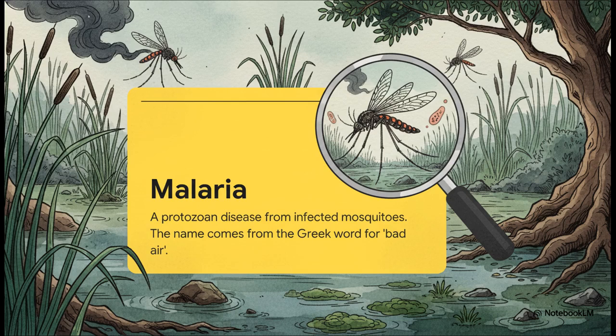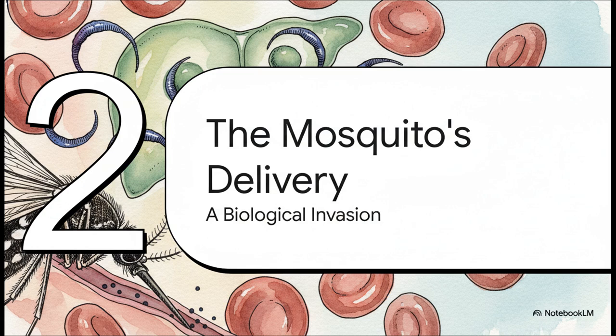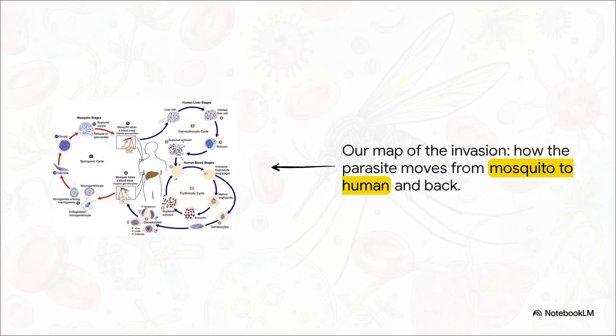The name itself, malaria, actually tells a really cool story. For centuries, people thought the disease came from the bad air, the malaria that rose up from swamps. They had no idea the real culprit was living in the swamps. That mosquito bite isn't just a simple bite. It's the opening move. It's the start of a highly sophisticated biological invasion, a microscopic heist that plays out inside the human body. Think of this diagram as our map of that invasion. It shows every single step the parasite takes, from the mosquito into a human, and, this part's crucial, back to another mosquito to keep the whole cycle going.